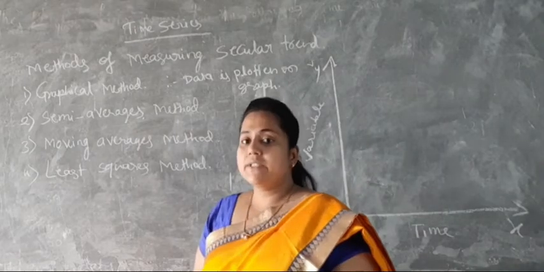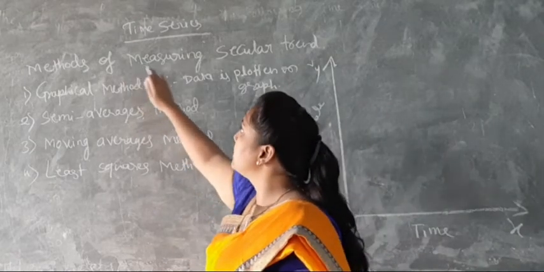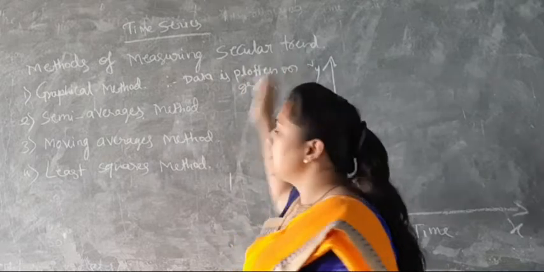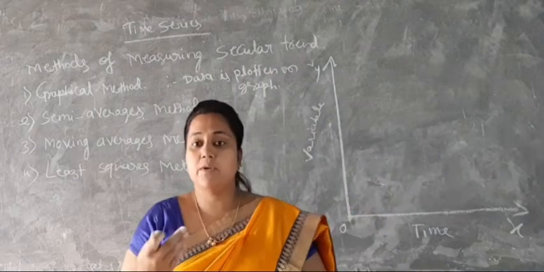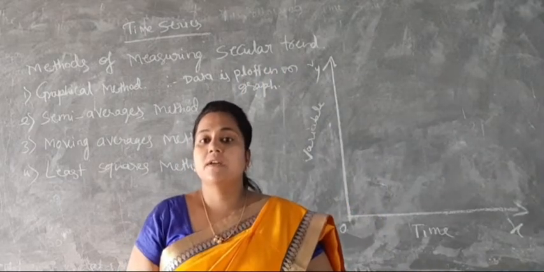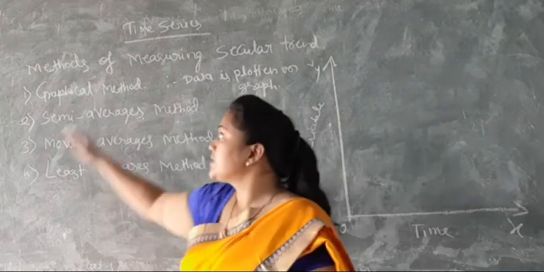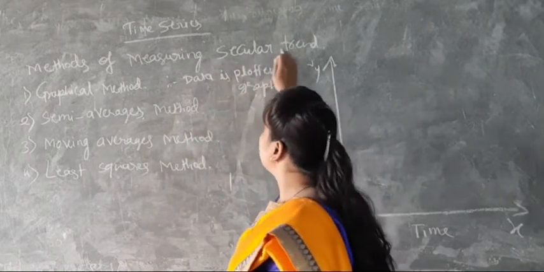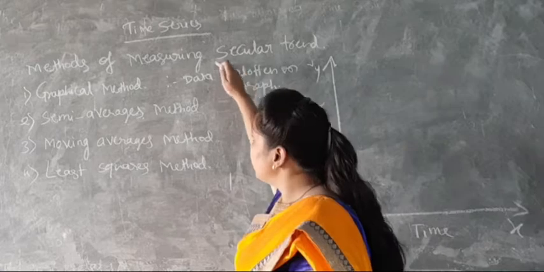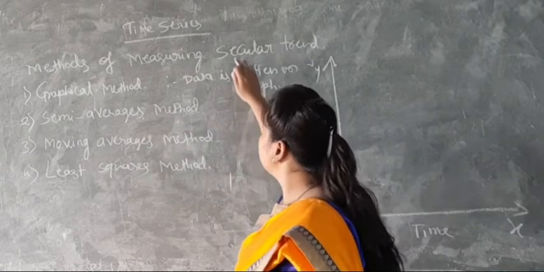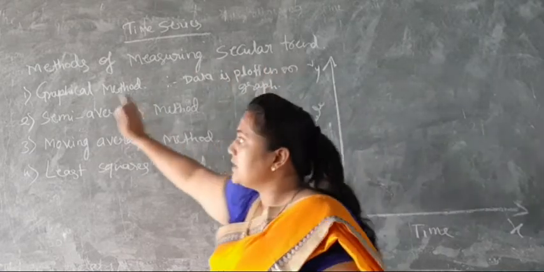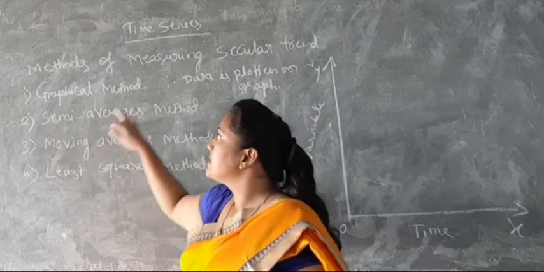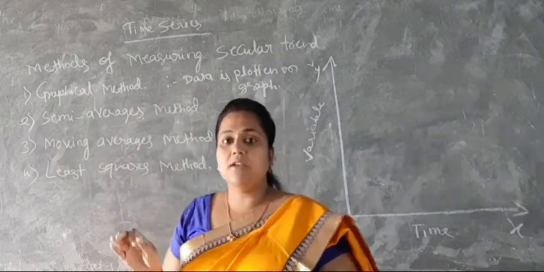Today we are going to discuss methods of measuring secular trend. In the previous class we already learned the components of time series. This is the first component, that is secular trend. So we are going to discuss in detail about this secular trend. These are the methods to measure the secular trend.